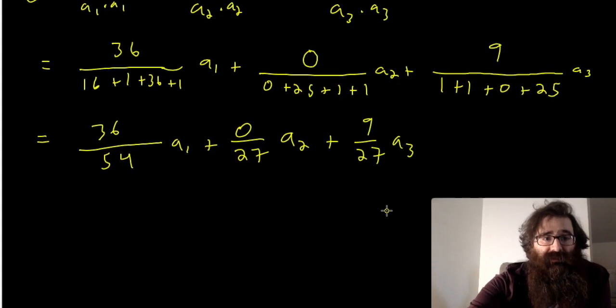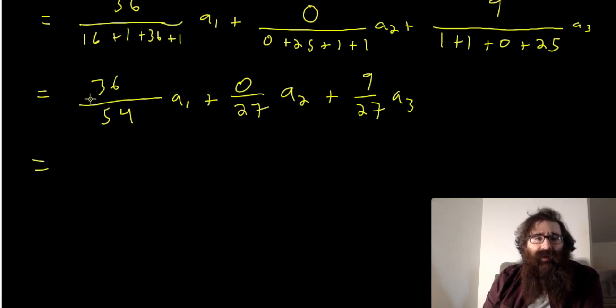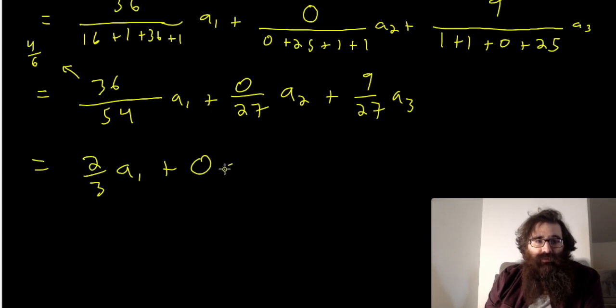And I can reduce these. 36 divided by 54. I know I can reduce by 9 on top and bottom. If I reduce by 9 on top and bottom, I'm going to get 4 over 6. But that's going to reduce even further, because now I can reduce by 2. So I could have reduced by 18. So if I reduce this even further, it's going to give me 2/3 a sub 1 plus 0 over 27, which is 0, a sub 2. And then 9 over 27, I can reduce the top and the bottom by 9. So that's 1/3 a sub 3.